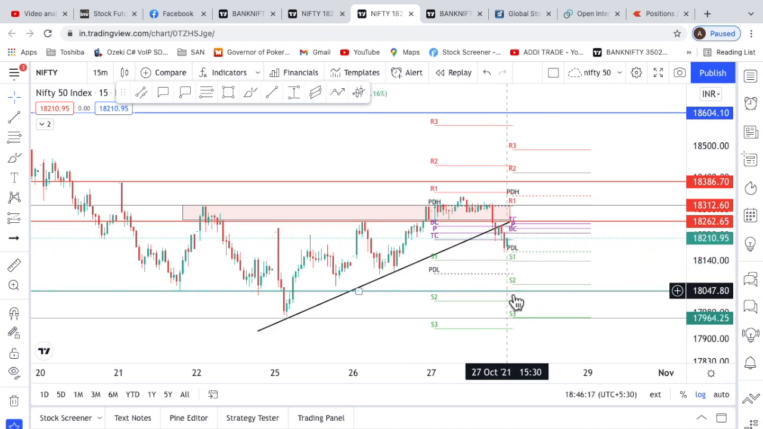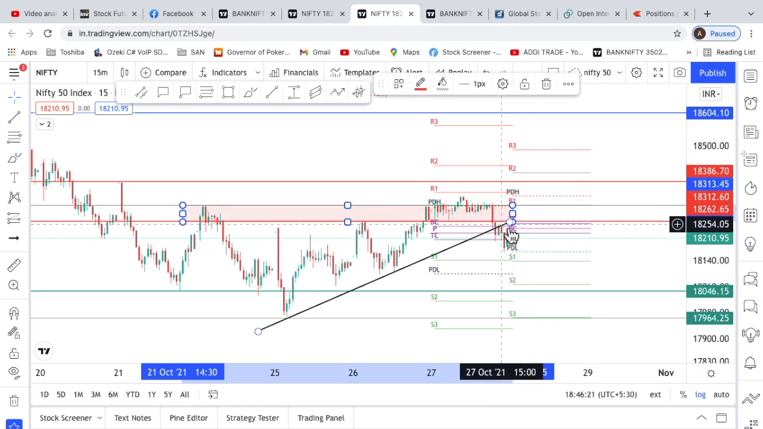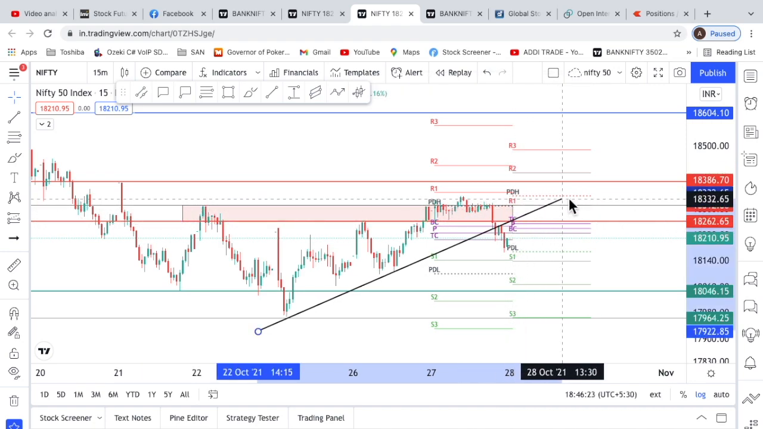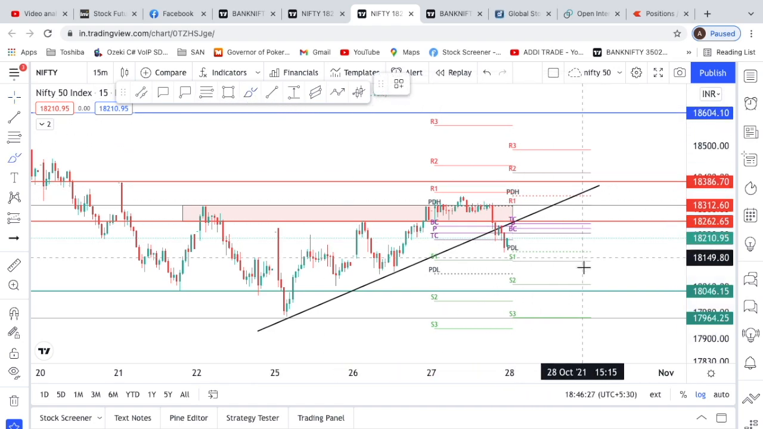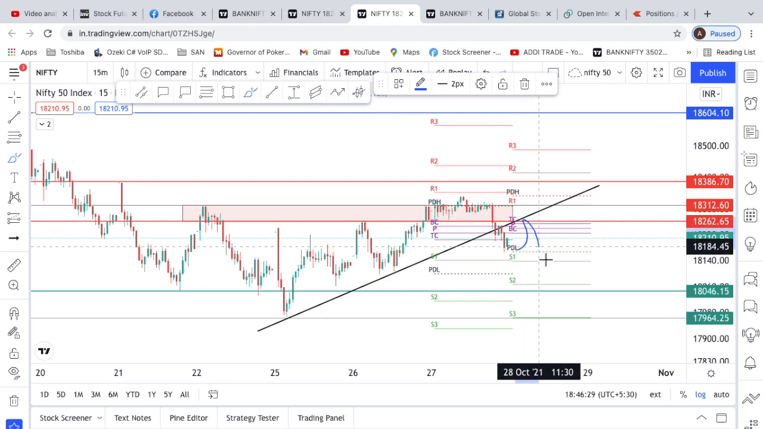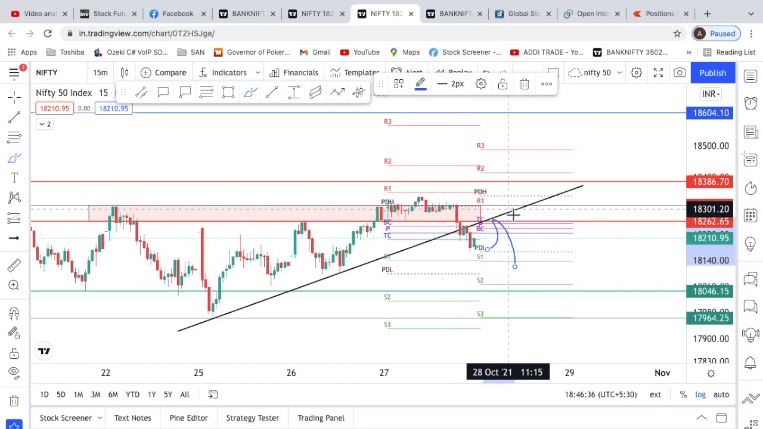So for Nifty, I'll be using the same black trend line. I'll be just extending it for tomorrow. There is a possibility that we could retest this level, this black trend line, and then get a dip in Nifty. So that's why I'm going to extend this. And if we get some move on the upside, right, we could see good resistance.